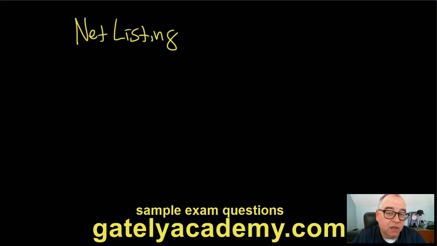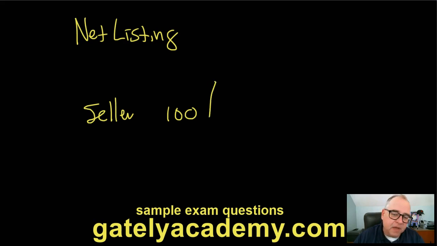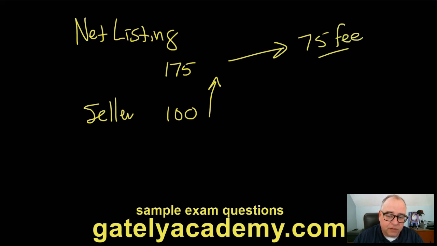A net listing is another conflict of interest situation where basically the seller says, hey, make me $100,000 on this deal, and everything above that, you as the agent get to keep. And the agent says, oh, really, $100,000? And sure, I can get you $100,000. Meanwhile, the agent ends up selling it for $175,000, and $75,000 becomes the fee.